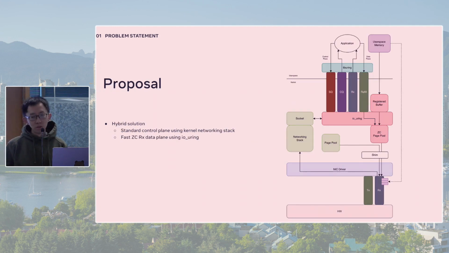So then, what's the solution? Well, our proposal is to have a hybrid solution where we split the stack into two. We have a standard control plane stack, so the kernel is going to process all of your headers, your TCP/IP headers and whatnot, and we're going to introduce a fast zero-copy receive data plane, and we're going to do this using IO uring. And yeah, there's a diagram, and I'll go into each part of that in the next section.